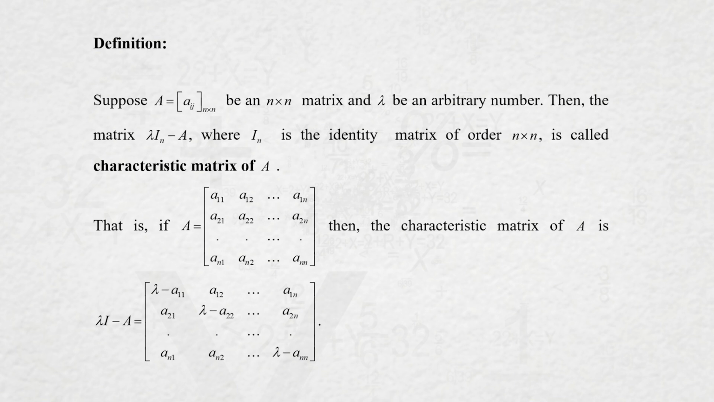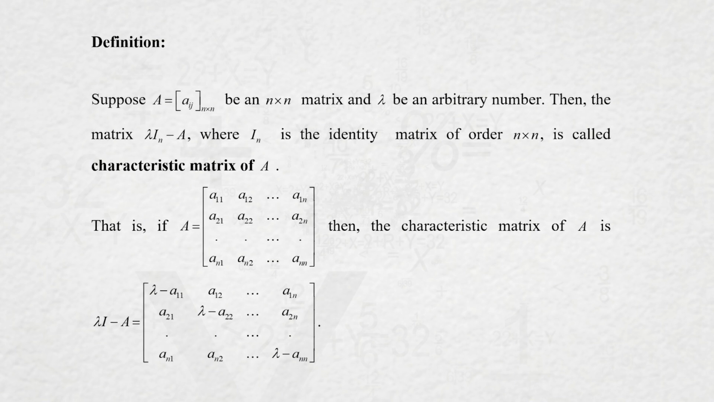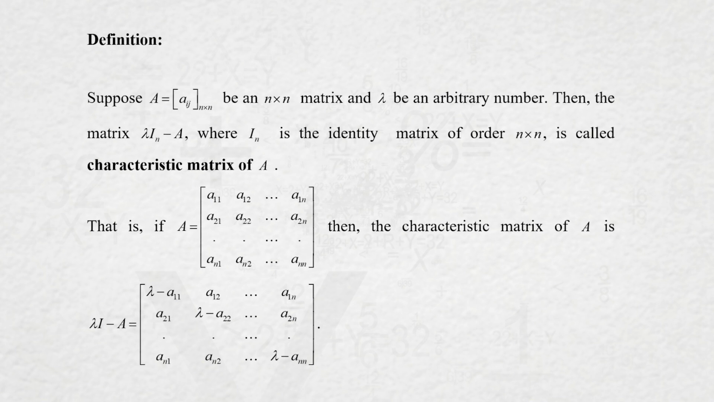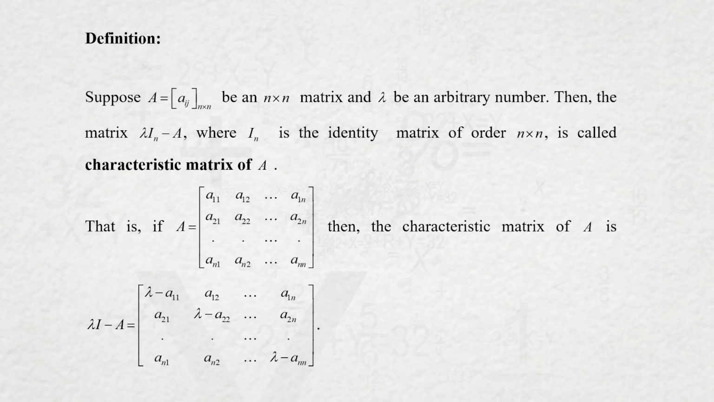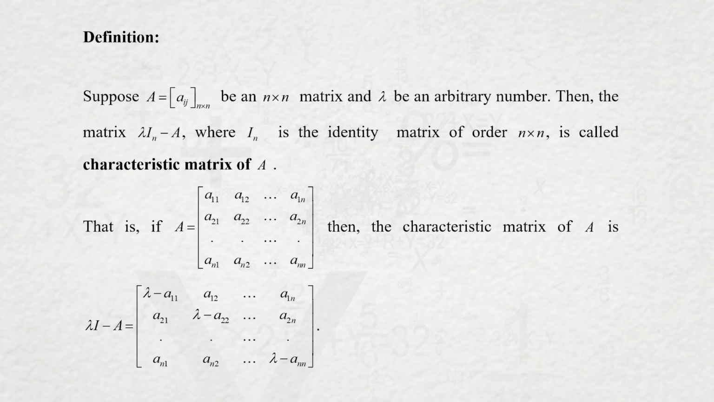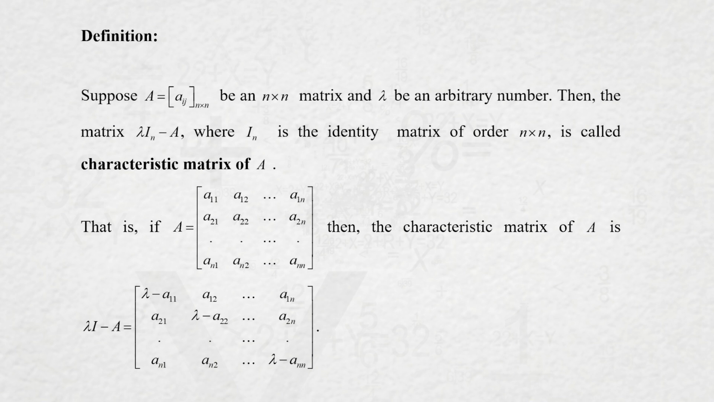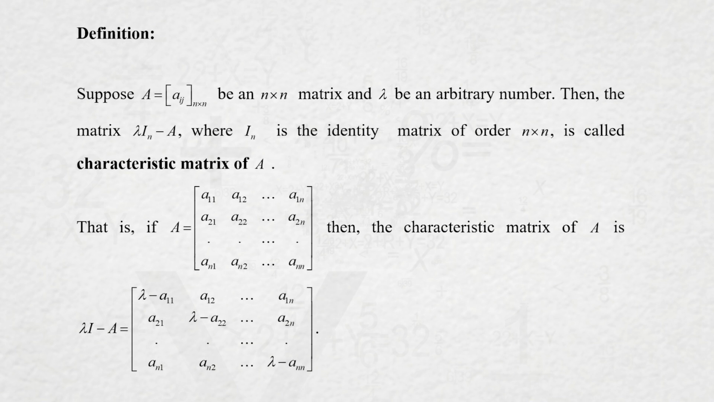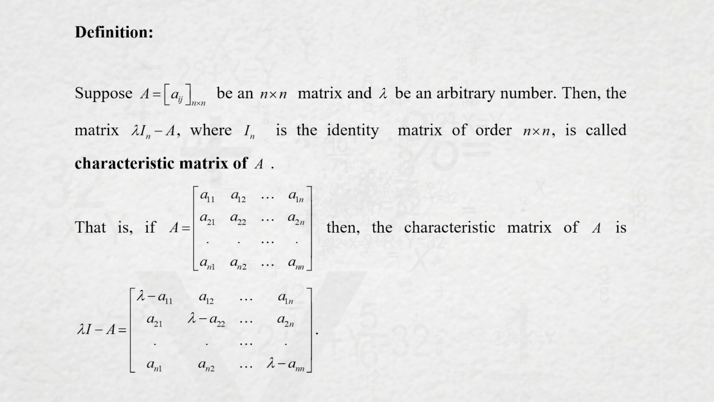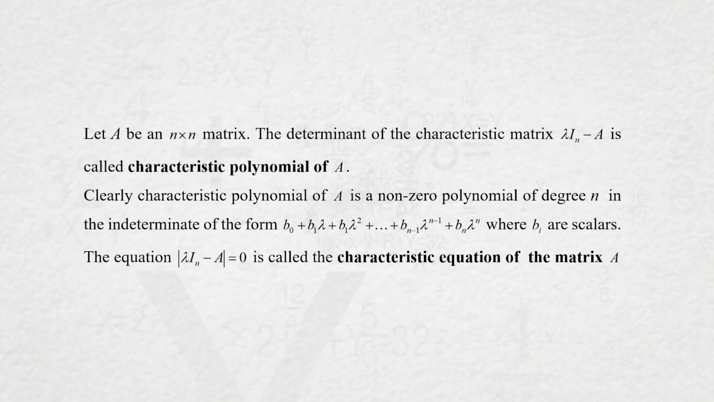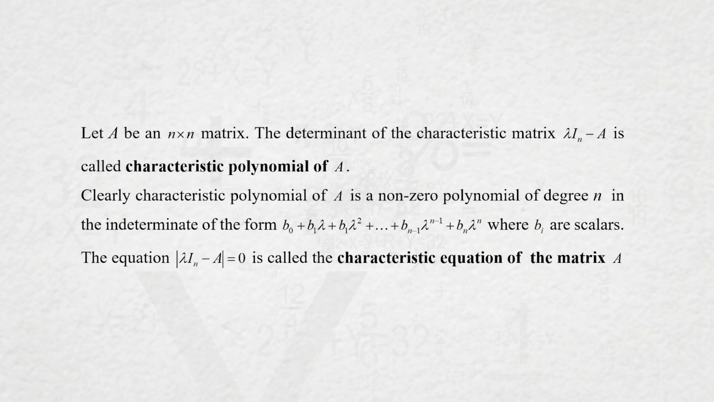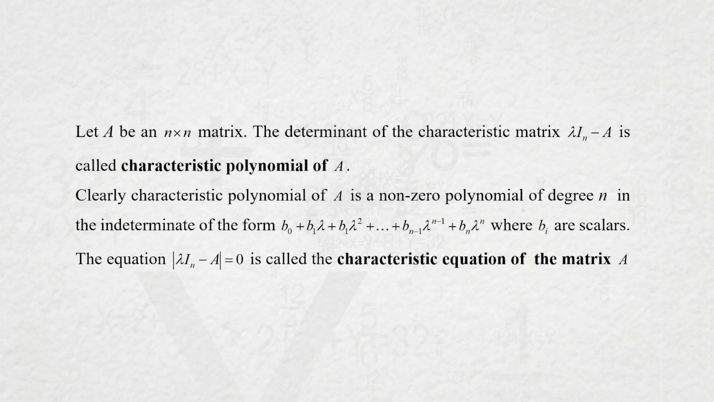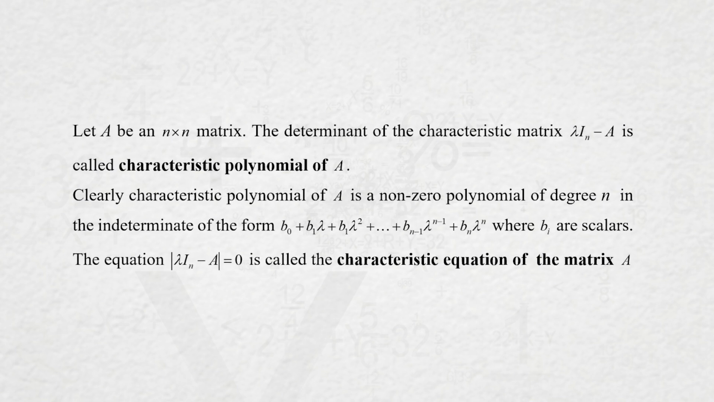Ann is an n by n matrix, then the characteristic matrix lambda I minus A is lambda minus A11, A12 etc. A1n, A21, lambda minus A22 etc. A2n, and the final entry is An1, An2 etc. lambda minus Ann. You can see the diagonal entries alone vary. Let A be an n by n matrix. The determinant of the characteristic matrix lambda In minus A is called the characteristic polynomial of A.